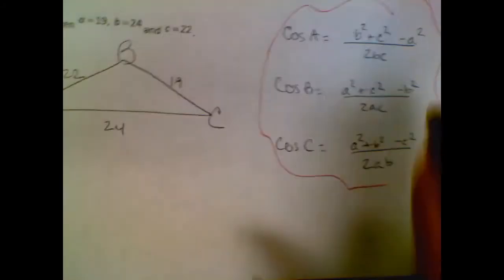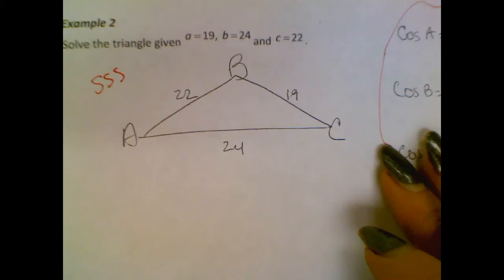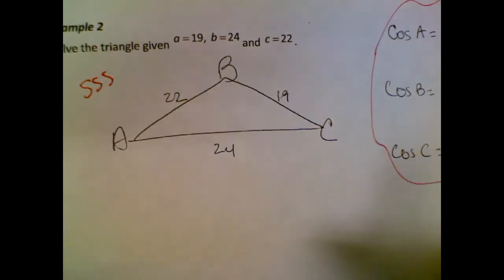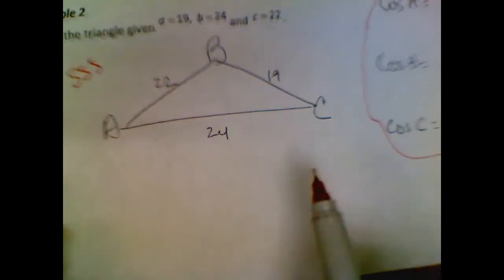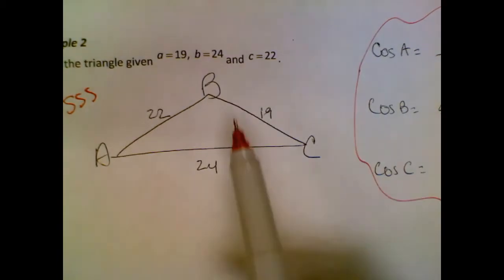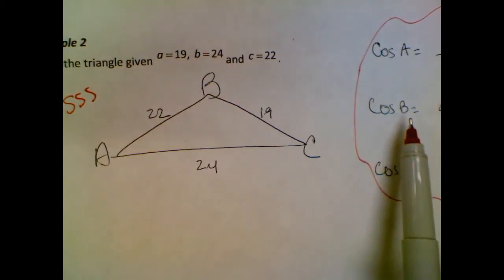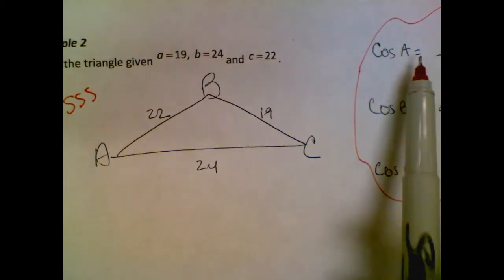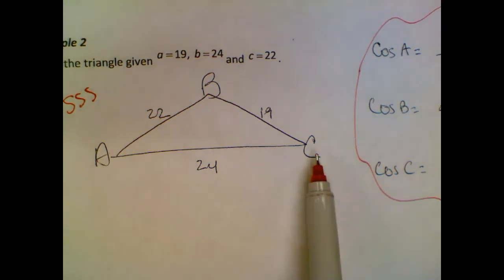So this is the second case. This is when you are given SSS, three sides. Usually you want to solve for the largest angle first, but technically you can solve for any angle I ask for. If I said solve for angle B, you would do this one. If I said solve angle A, you would use this. Solve for angle C, use this. But I'm going to get rid of the directions.